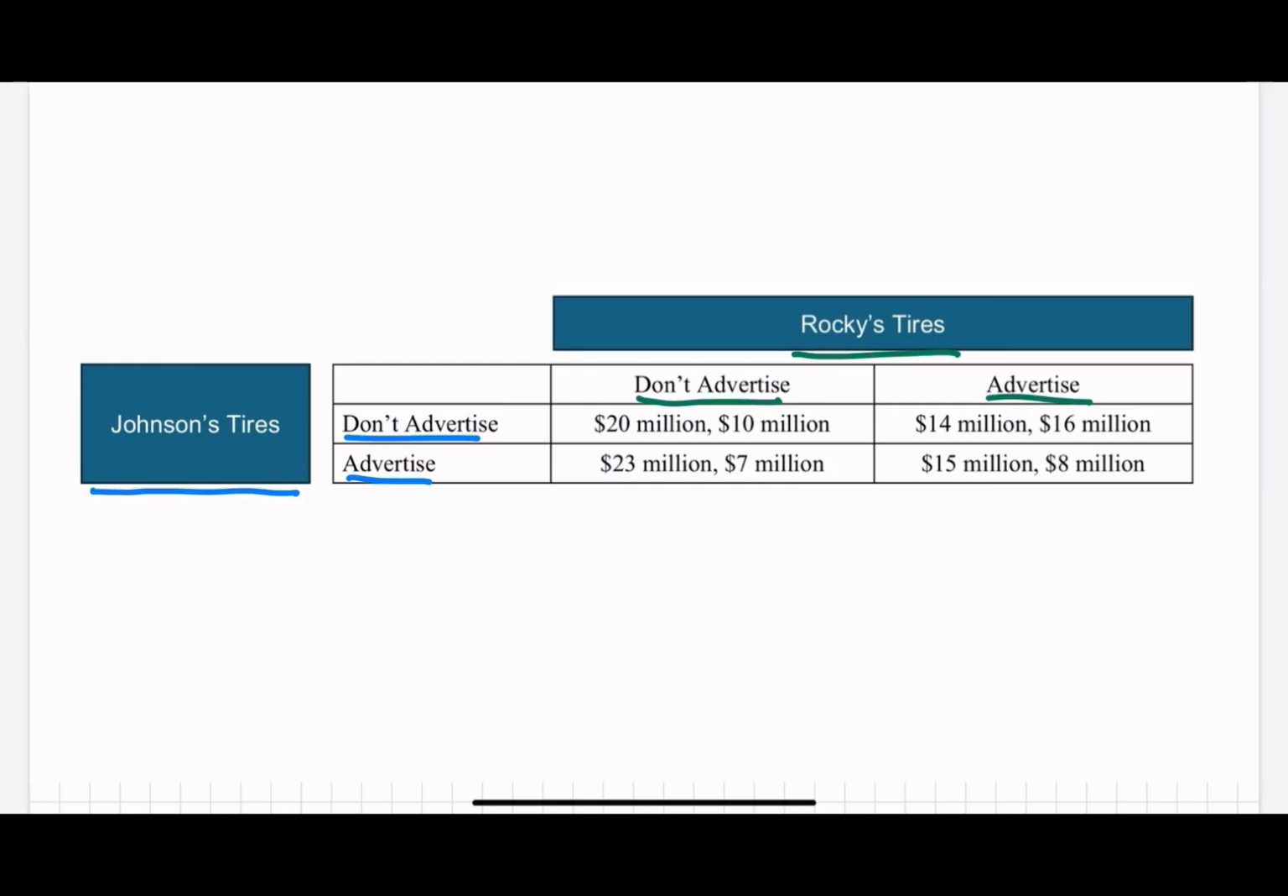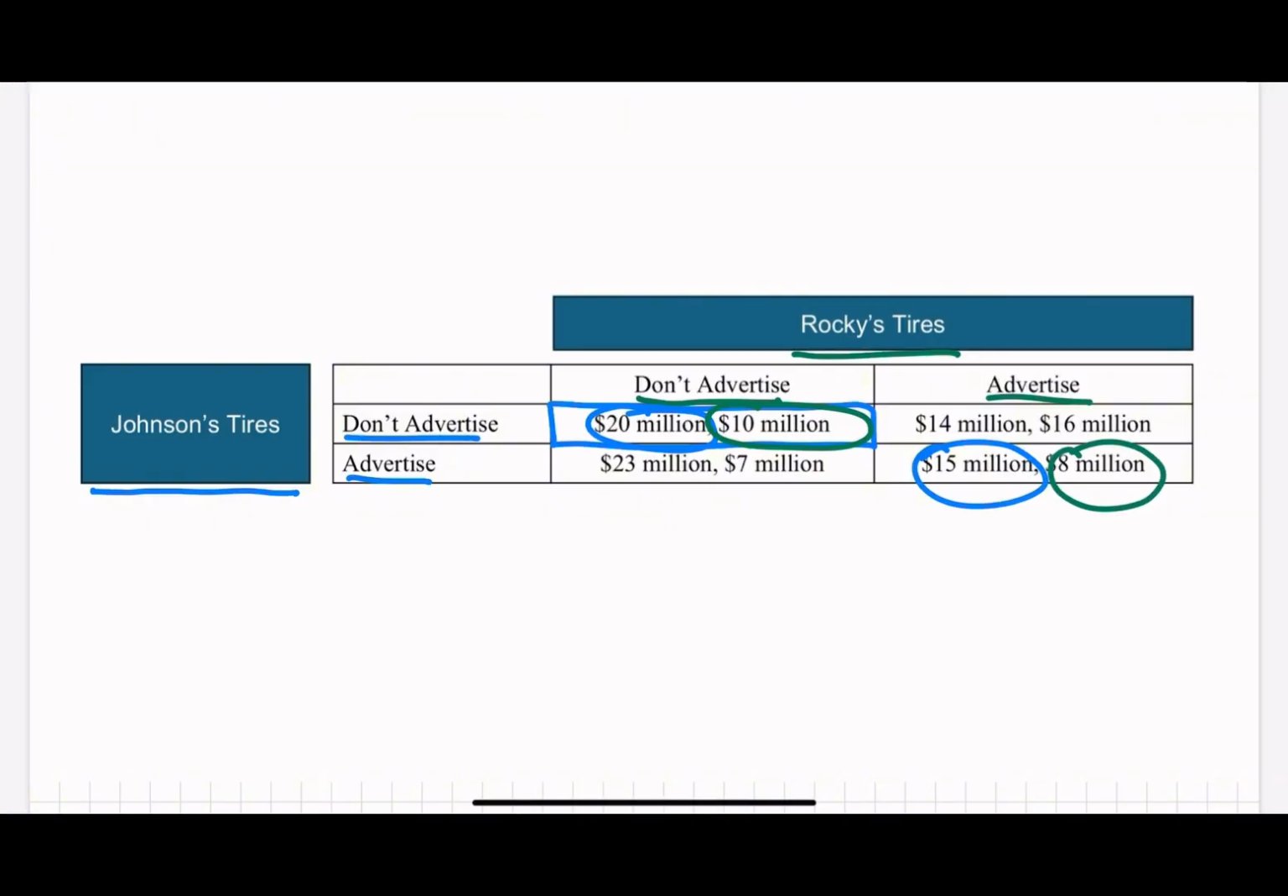So if Johnson chooses don't advertise and Rocky's chooses don't advertise, that leads us to this outcome here. And in this outcome, the first number is for the player on the left, or player one. Johnson would receive $20 million in profits. Meanwhile, Rocky would receive $10 million in profits. If they both choose to advertise, then Johnson would receive $15 million in profits, whereas Rocky would earn $8 million in profits.